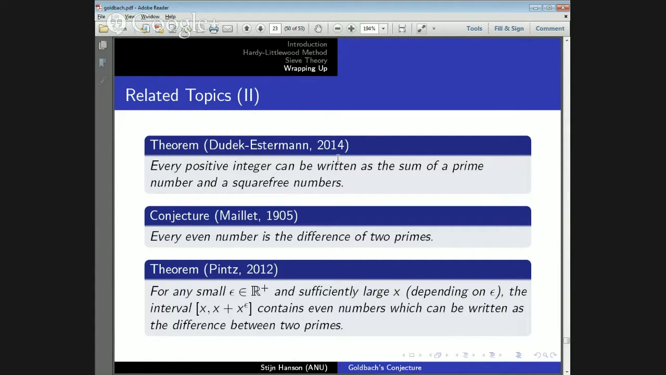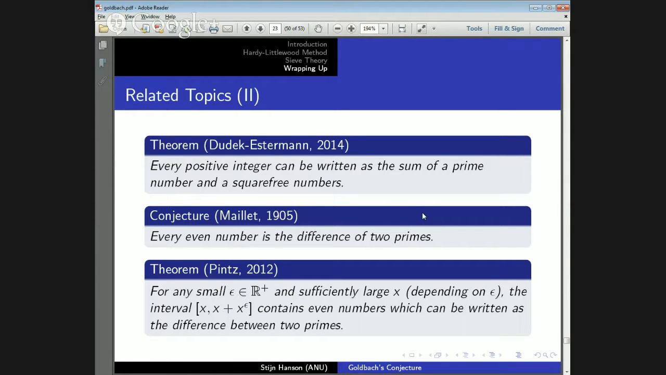3 years ago, János Pintz proved essentially that there's a positive proportion of even numbers. A positive proportion of even numbers can be written as the difference of 2 primes. So there are quite a lot of them which can be written as a difference, but we don't have an almost all result, at least not yet, or at least not that I'm aware of yet.